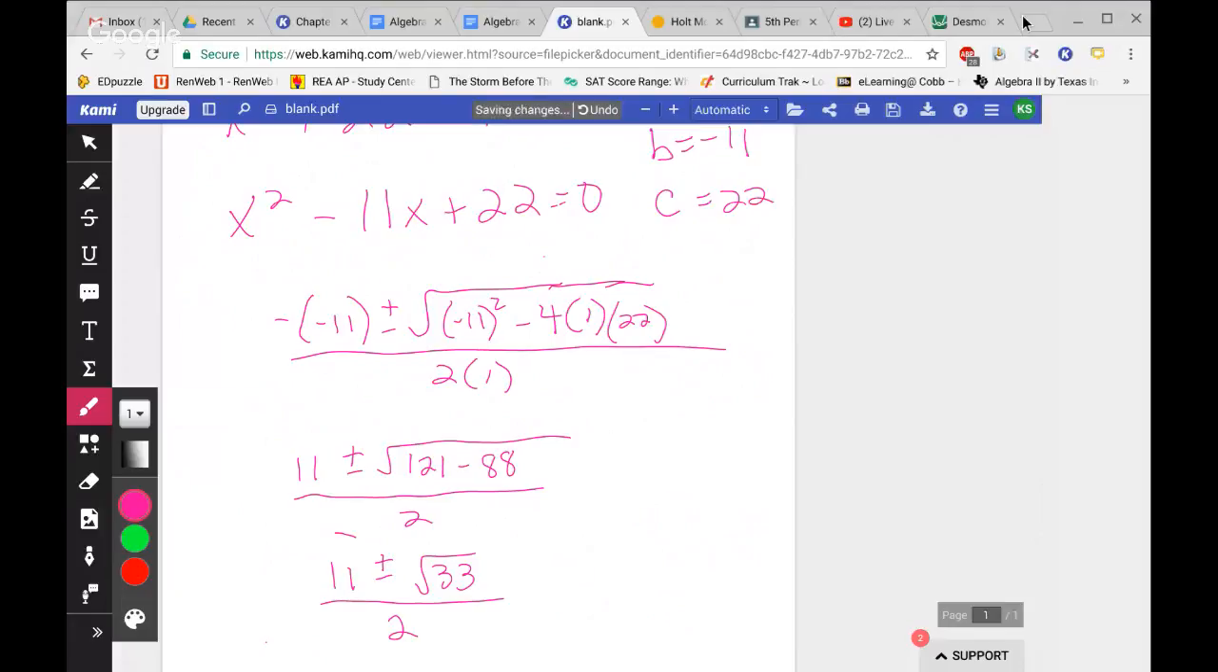So that's our answer, because 33 can't be reduced anymore. So it's 11 plus or minus the square root of 33 over 2. The only practice we really didn't have on this particular review is reducing radicals.